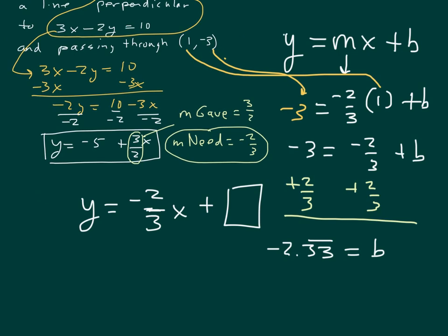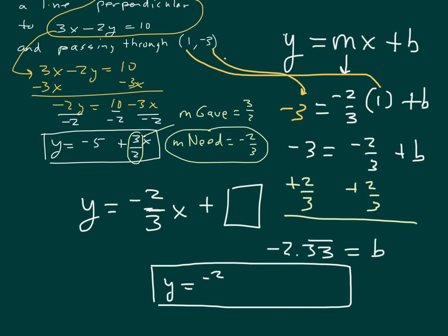So to answer the question, the equation I would need would have to be y equals negative 2/3 x, and then the y-intercept was negative 2 1/3. And that would be finishing that kind of question off. And those are the types of questions that you'll see.